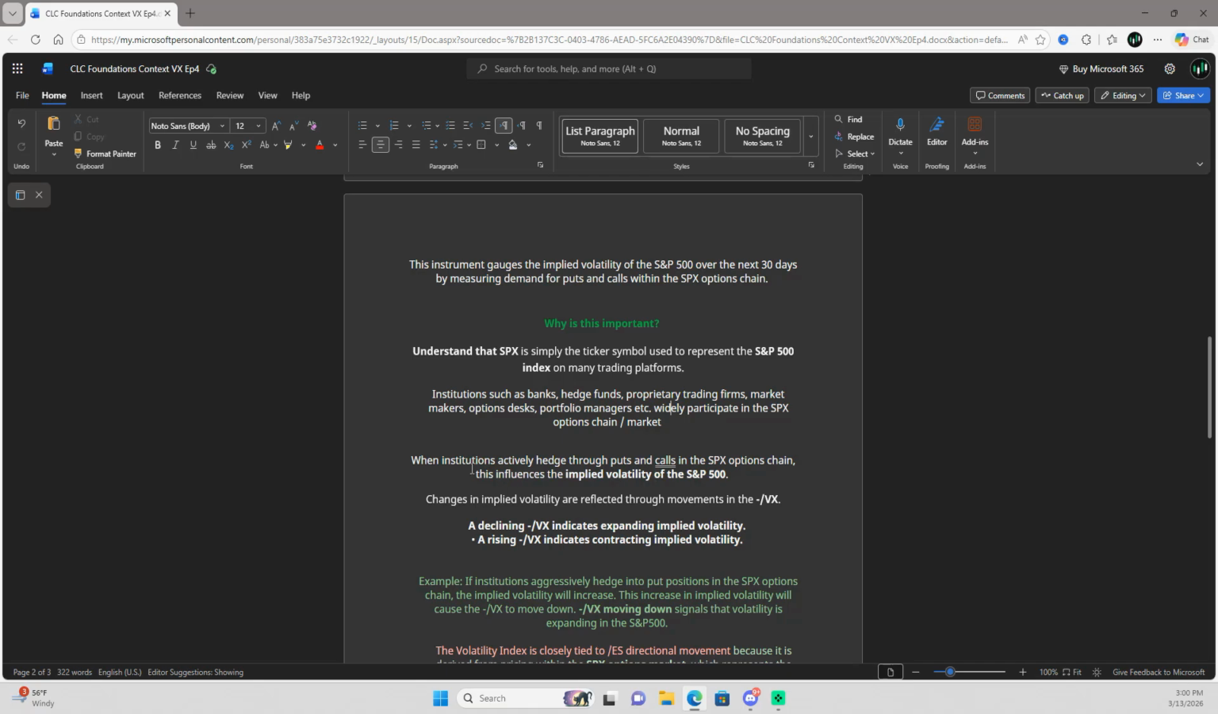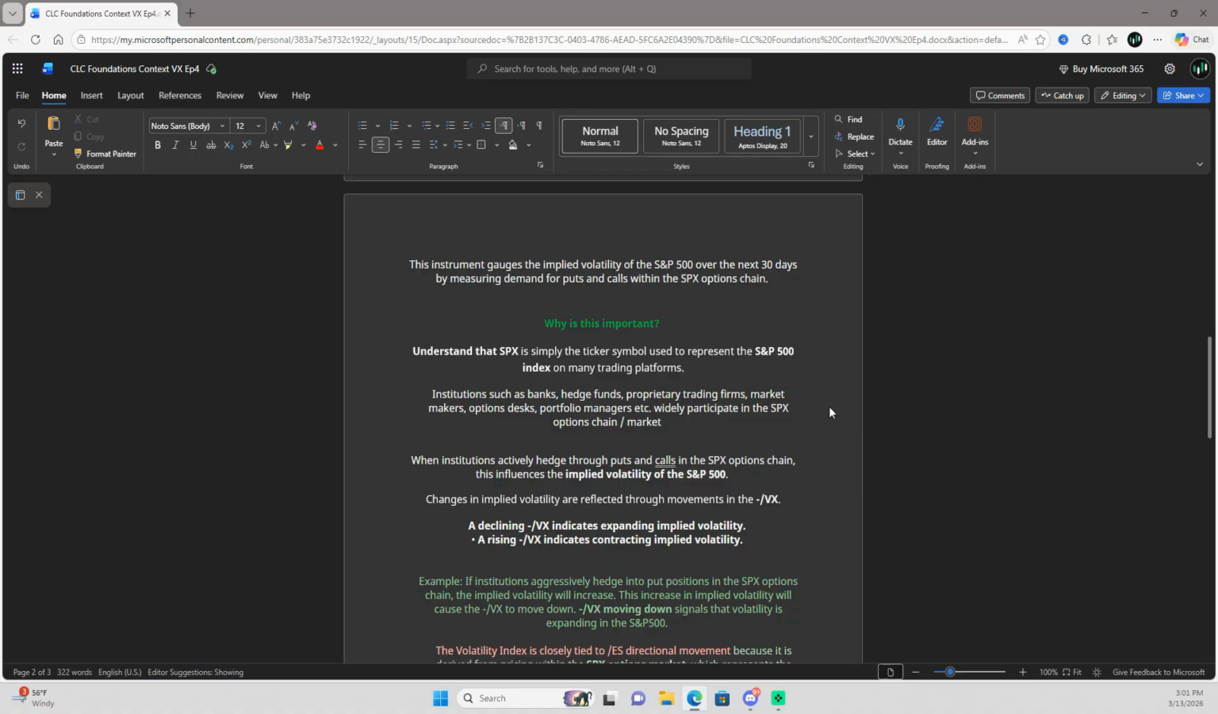So when institutions are actively hedging through puts and calls in the SPX options chain, this influences the implied volatility of the S&P 500. Just think of puts as sell orders, calls as buy orders. So when these institutions are buying and selling puts and calls within the SPX options chain, this influences the implied volatility of the S&P 500. And that makes sense, right? If an institution is buying puts and calls aggressively, the implied volatility is going to change within the S&P 500.